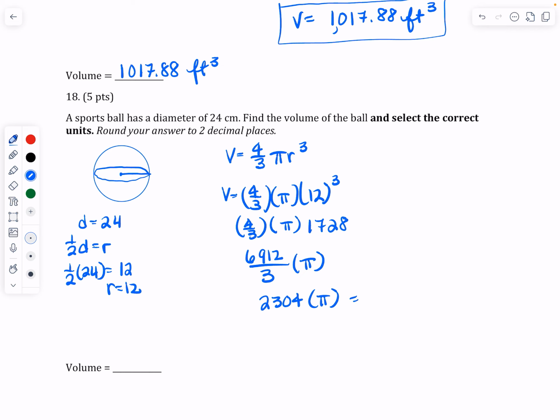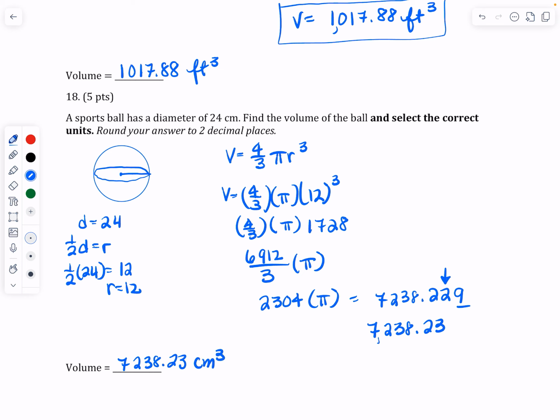So when I do that, I get 7238.229. Round to the nearest hundredths. The 2 falls in the hundredths place. I look behind it, it's a 9, so I'm going to round up. So 7,238.23, and we're in centimeters cubed, or cubic centimeters.